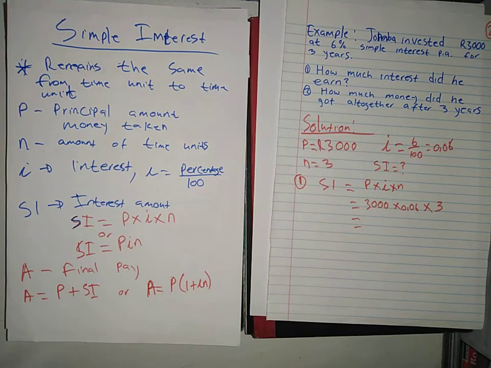So what we simply do in this particular case is take a calculator, and in the calculator we say 3,000 times 0.06 times 3. Okay, times 3 is equal to what?